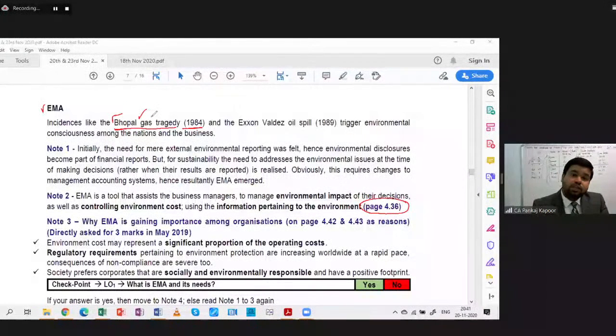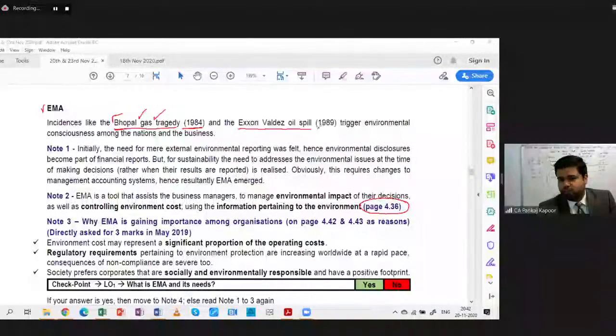But after this gas tragedy, what was the law? That the company is responsible in an absolute manner if any loss to the people happens due to any mistake of the company regarding environment ignorance or any other fact. It means the law became stricter regarding the environment in India. There is another incident, the Exxon Valdez oil spill.